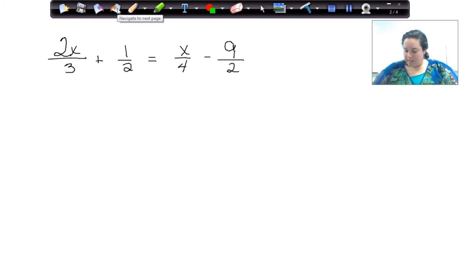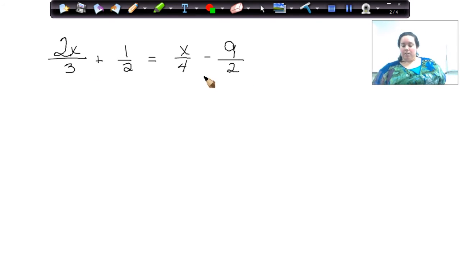Next, let's take a look at this one. We have 2x over 3 plus 1/2 equals x over 4 minus 9/2. This one is exactly like the one that we just did, except that it has fractions, which is really no different. You can do it exactly the same way. But let's say fractions are not your best friend and you don't want to do it with fractions. We can remove the denominators first.